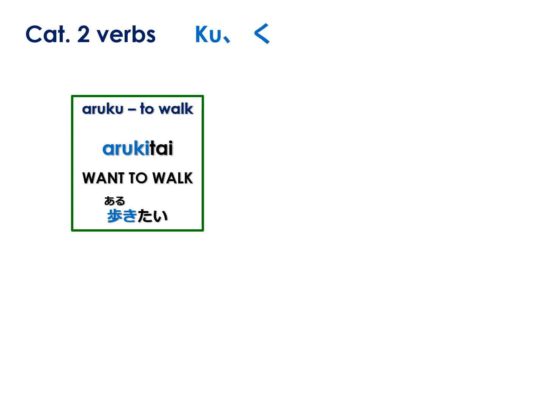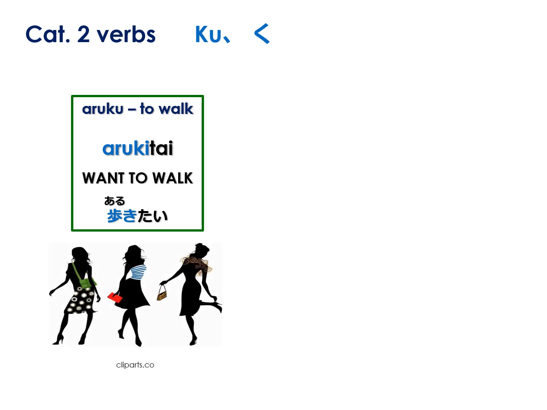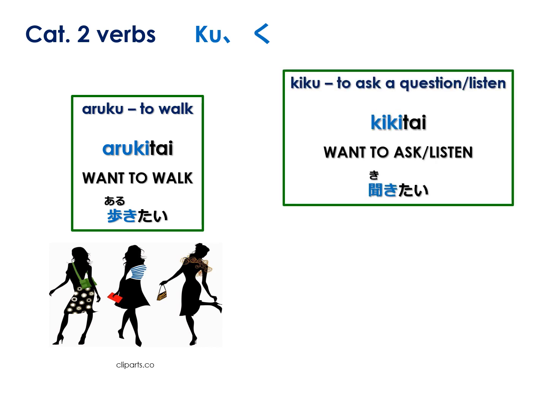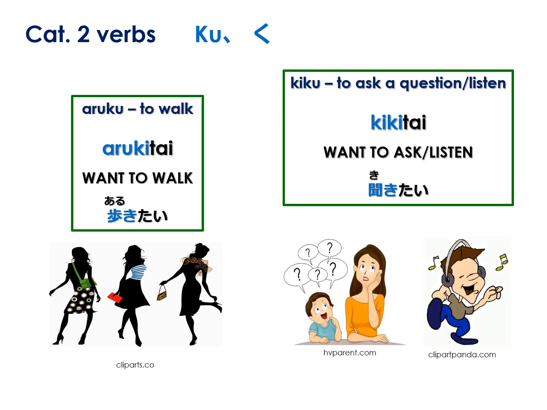歩く means to walk. 歩きたい means want to walk. 私はハイヒールで歩きたくないです。I don't want to walk in high heels. 聞く means to ask a question or listen. 聞きたい means want to ask a question or want to listen. 音楽を聴きたいです。I want to listen to music.